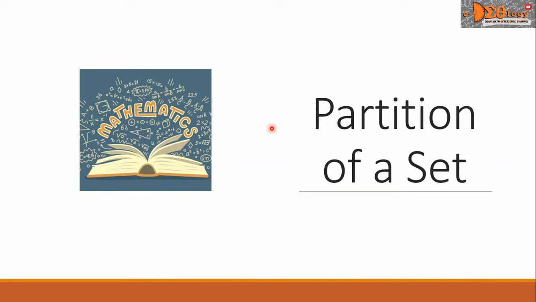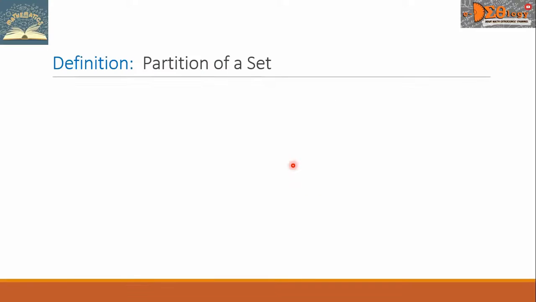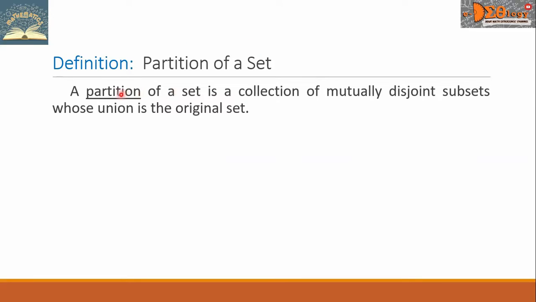Hi everyone. Today we're going to study partition of a set. Let us define partition of a set. A partition of a set is a collection of mutually disjoint subsets whose union is the original set.